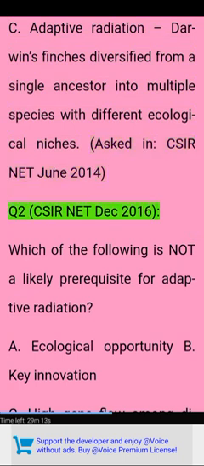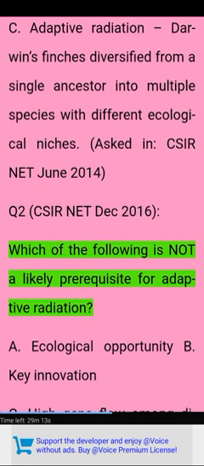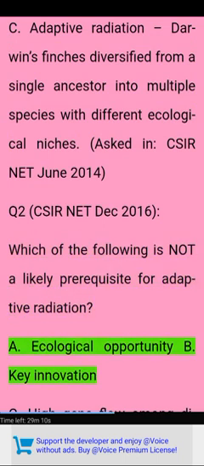Q2, CSIR-NET Dec 2016. Which of the following is not a likely prerequisite for adaptive radiation? A, ecological opportunity; B, key innovation.